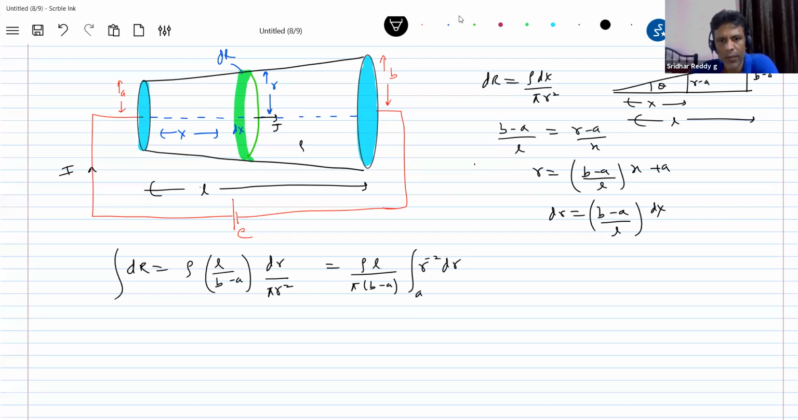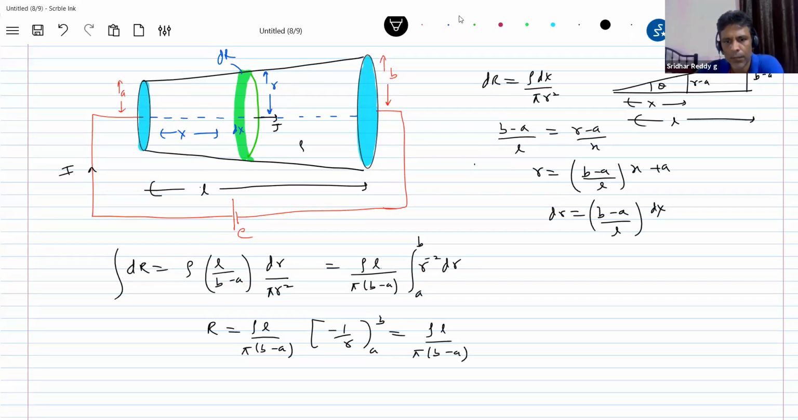So the limit will be from a to b. The radius at one end is a, at the other end it is b. So we'll get rho L over pi (b minus a) times minus 1 by r. Therefore, the effective resistance will be rho L by pi a b. So this is the resistance of this particular given conductor.